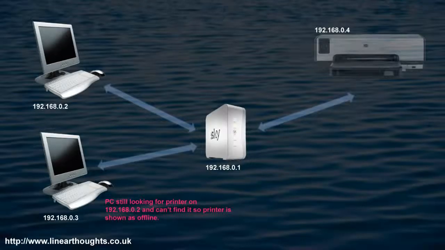The problem we have is that the PC bottom left, although it has a new IP address itself, is still looking for the printer on the original IP address. As a result of the IP address being changed when the network is powered on, it can't see the printer, and this is the reason we get a printer offline message being shown on that PC.